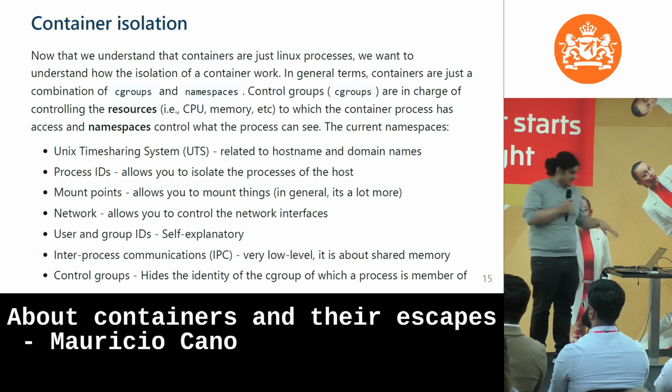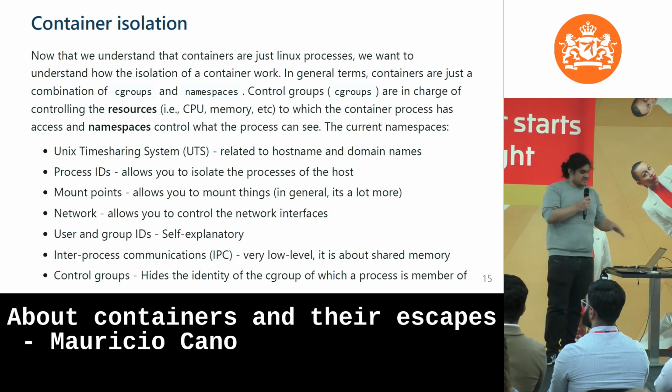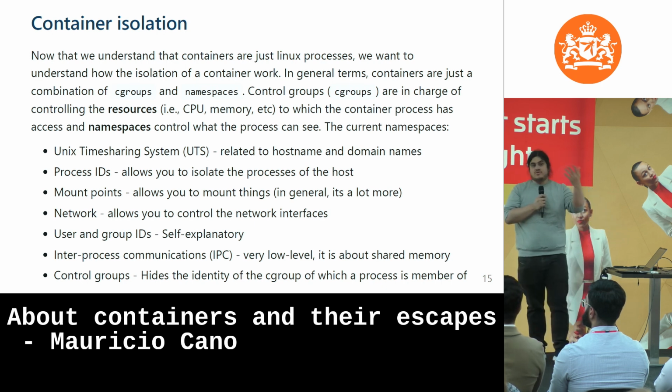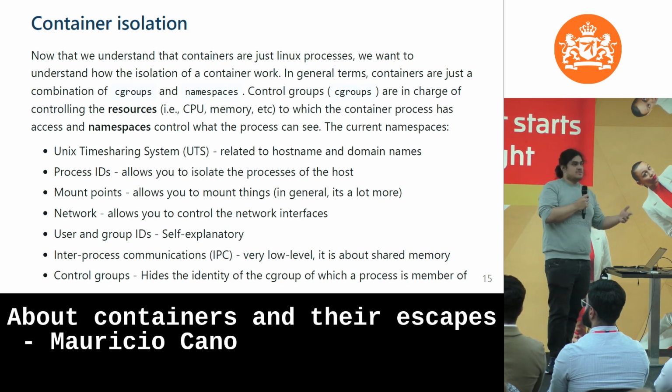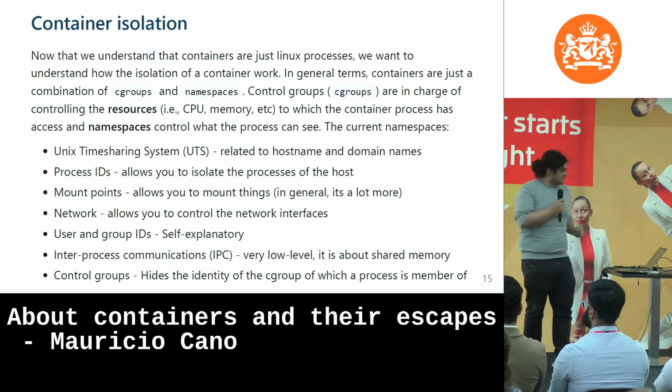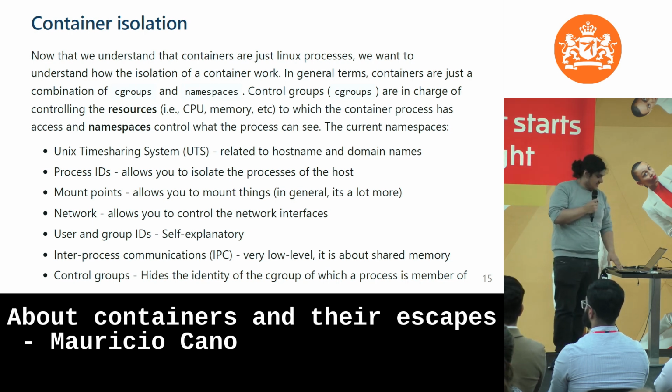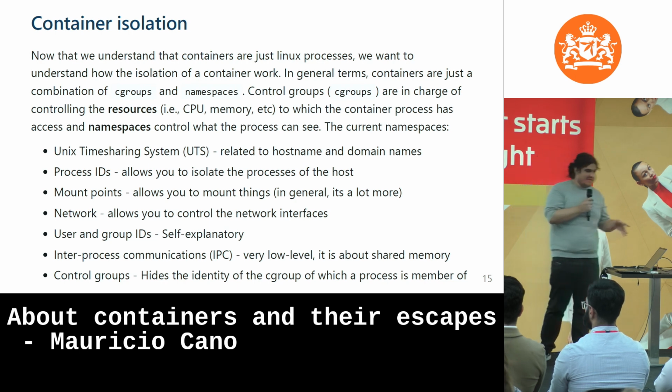So there are several namespaces. The Unix time-sharing system, which is the UTS namespace; process IDs, which is important; mount points, which is also important because you see mounts from the actual Linux system; the network namespace; and users and group IDs, which allow you to belong to a certain user or to a certain group. And that is also important because in containers, what you will find is the whole idea of rootless containers, or user namespace containers, where you are not root. And that's something that I will explain in a bit. Then the IPC namespace, which is kind of low level and is about shared memory.